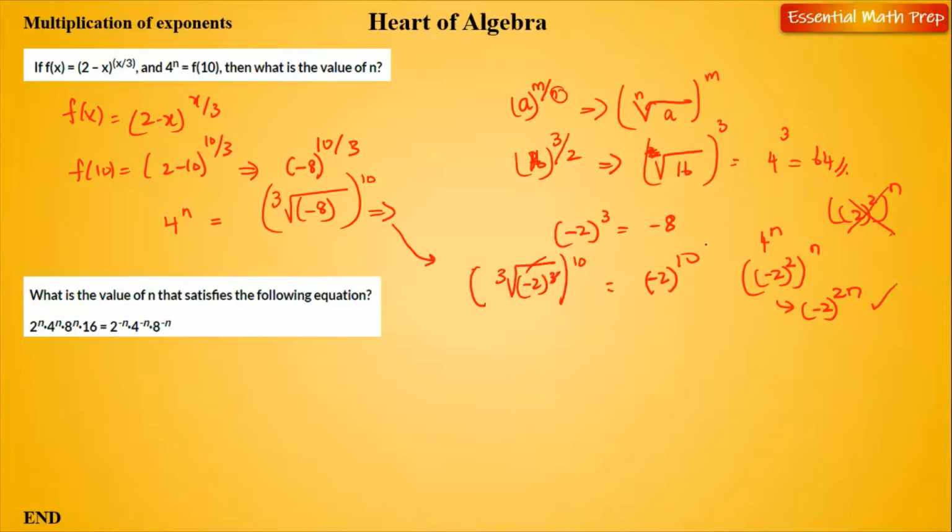We have two terms. We have this, we have this. Let's equate it. So negative 2 raised to the power 2n equals negative 2 raised to the power 10. The bases are the same. So 2n equals 10, n equals 5.